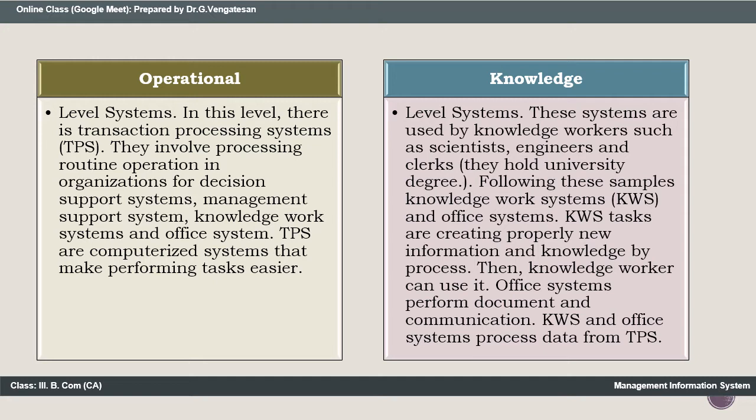Now we are moving to the knowledge supporting system. This is also under the level system. These systems are used by knowledge workers such as scientists, engineers, and clerks, who hold a university degree. Following these are knowledge work system and office system. Knowledge work system tasks create new information and knowledge by processing, which the knowledge worker can then use. Office system can handle documents and communication. This knowledge work system and office system process the data from the transaction processing system, that is TPS.